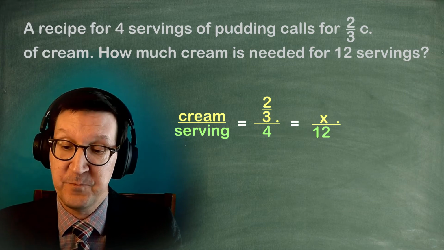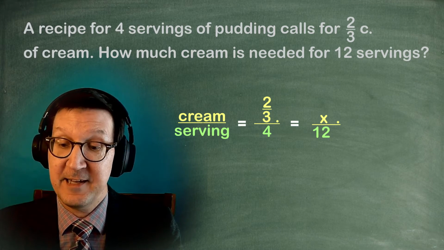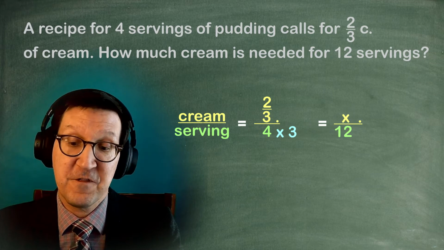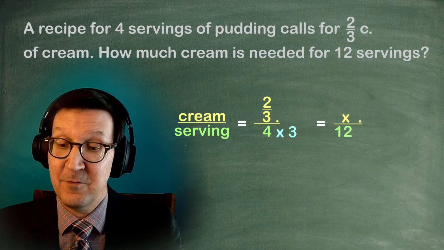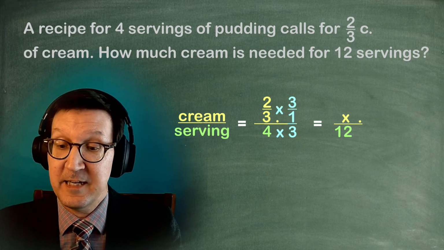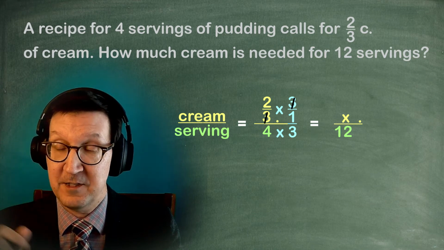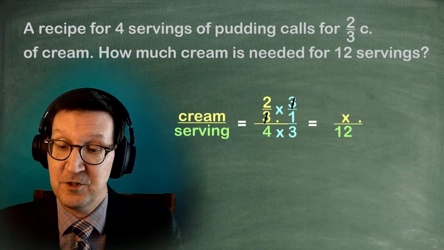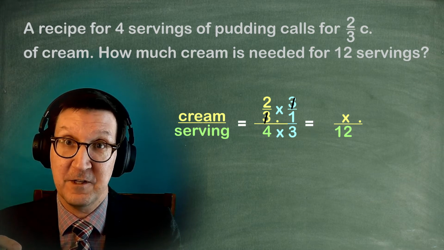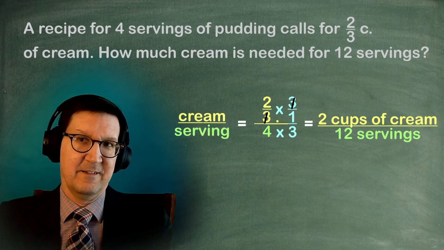So if we have 4 servings of pudding, we multiply that times 3, and that gives us 12 servings. So if we have 2/3 of a cup of cream, we multiply that times 3. 2/3 times 3 is 2/3 times 3 over 1. Those 3's cancel. We can cross simplify that. And that gives us 2 over 1, or 2 cups of cream per 12 servings of pudding. So how'd you do?